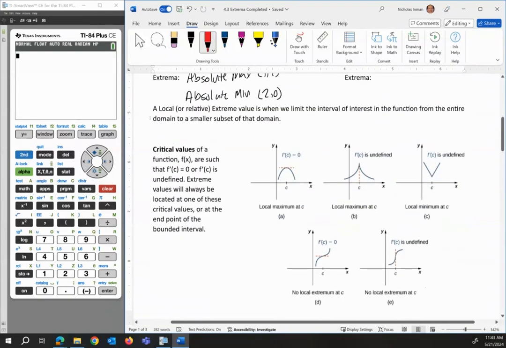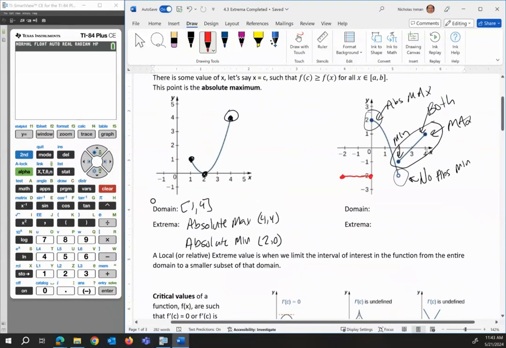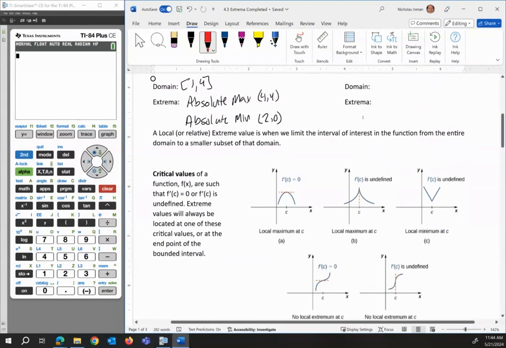Now, if you want to talk about what's called a local or relative extreme value, that's when you look at the entire function and not just a smaller subset. Looking at this one, remember how we just talked about this piece? This piece compared to the whole thing would be a relative maximum, where that other one would be the absolute maximum. This one is higher than this one. This would still count as a maximum, just not the absolute. It would be considered a local or relative maximum.